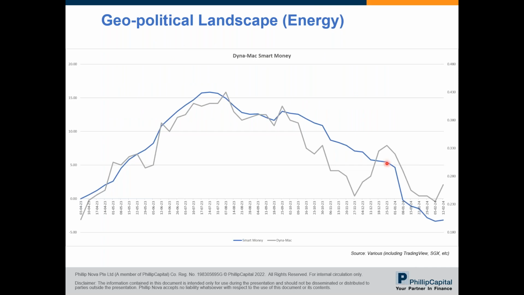So assuming that as an investor, we read the news and we think that perhaps some oil or energy related stocks in Singapore may offer opportunities for us to invest in due to these geopolitical conflicts going on in Europe or in the Middle East area, right?